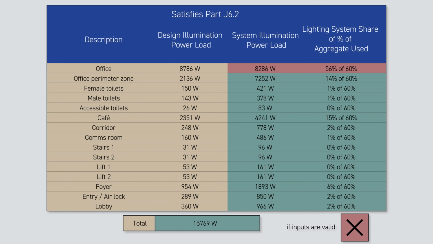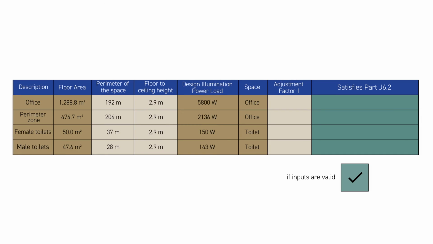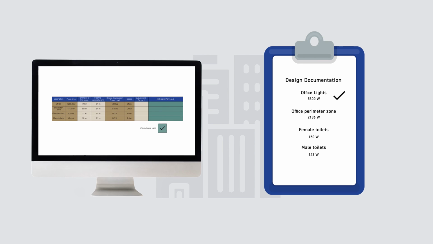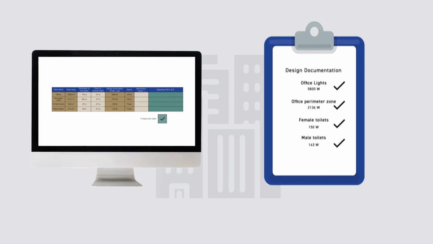To the right of the calculated outcomes is additional information summarizing all of the inputs from the lighting details table. It provides calculated results of the room aspect ratios for each space and the values of other adjustment factors applied. Remember, the lighting calculator input data needs to be checked and verified against the design documentation for compliance assessment. A copy of the calculator can also be printed or saved as part of the design documentation.